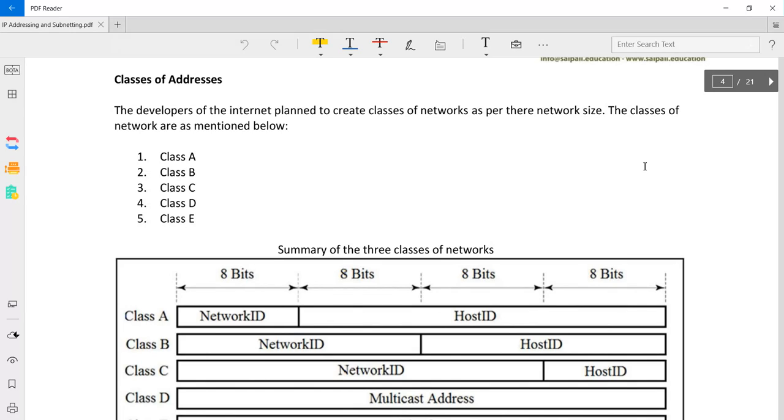Now there are 5 classes. Why did they divide them into classes? To fulfill the requirements of different organizations. For example, in the world, some organizations are very big and they may need lots of IP addresses. Then some of the organizations may not be that big, middle-sized organizations.